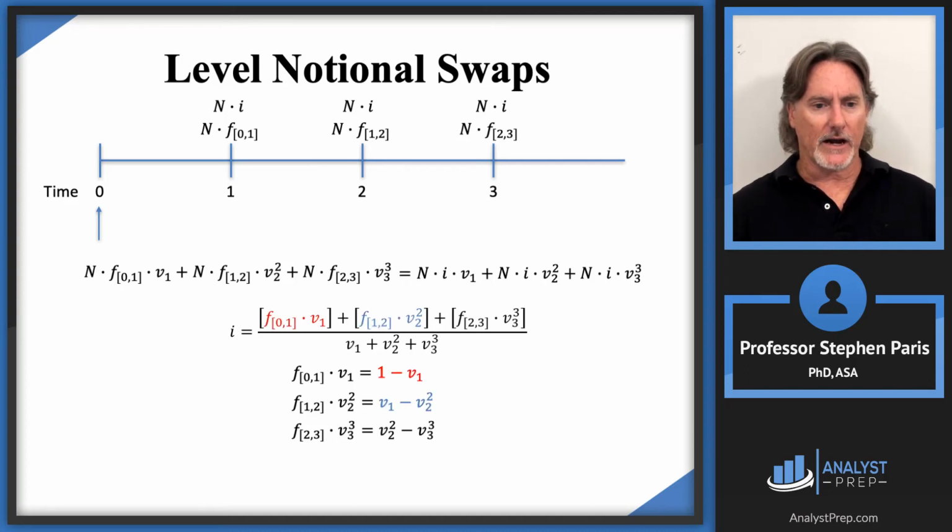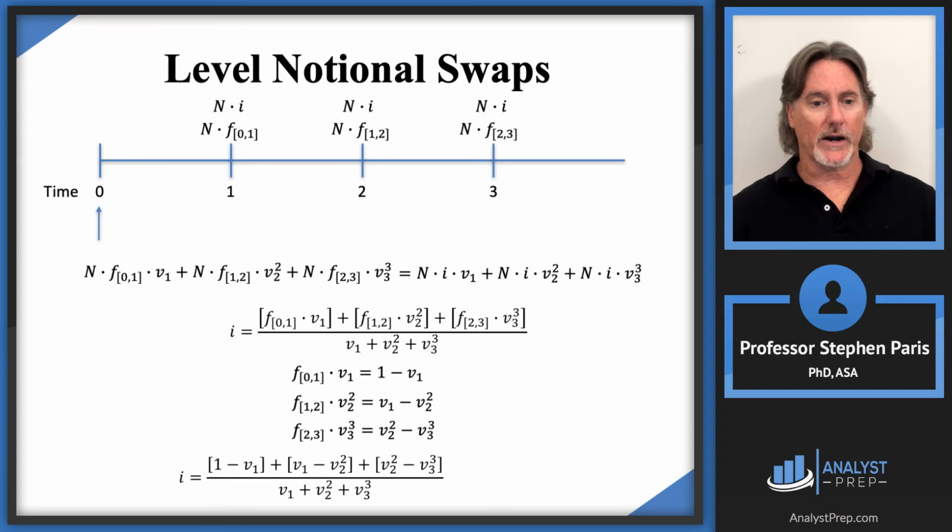The first bracket I'll put in red, and I'm going to substitute in there a 1 minus a v sub 1. What's in blue in the second brackets, I'm going to substitute in a v sub 1 minus a v sub 2 squared. And what's in black in the third brackets, I'm going to substitute in a v sub 2 squared minus a v sub 3 cubed. And when I do that, this is what I get in the numerator.